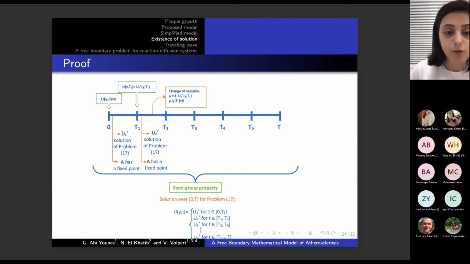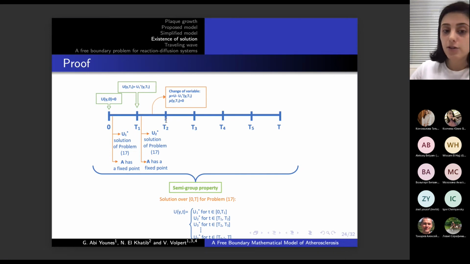So, for now, we have a solution for system 17 over the interval 0 t1. Let us move to the interval t1, t2. At t1, the solution is u1 star at t1, but it is not 0. So, in order to apply the theorem over the interval t1, t2, we need to do a change of variable. Instead of u, we take mu, that is the difference of u minus this solution u1 star. This way, the new variable has a 0 initial condition. This mu at time t1 is equal to 0. So, in this case, we can apply the theorem and find a solution u2 star over t1, t2.